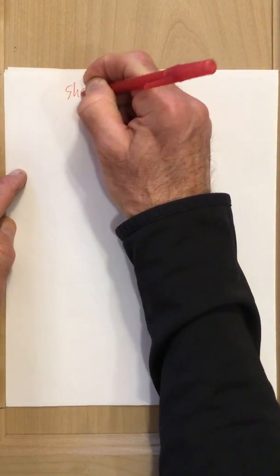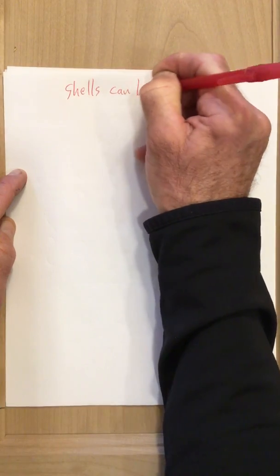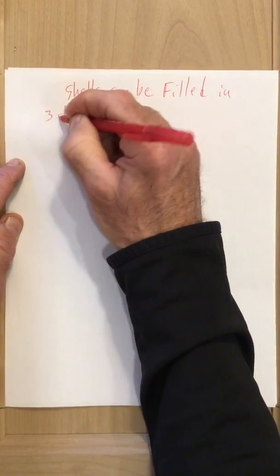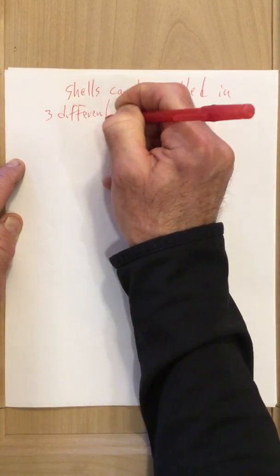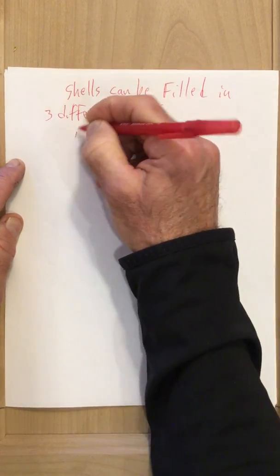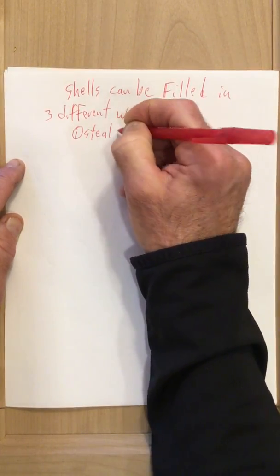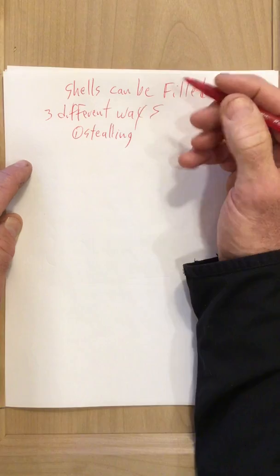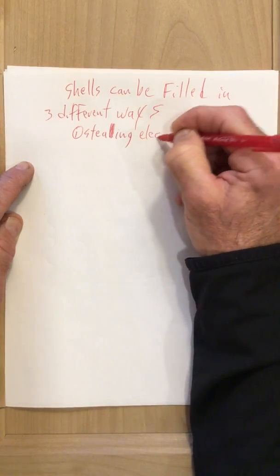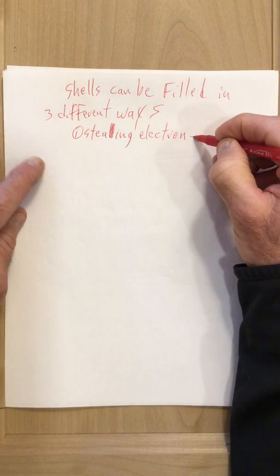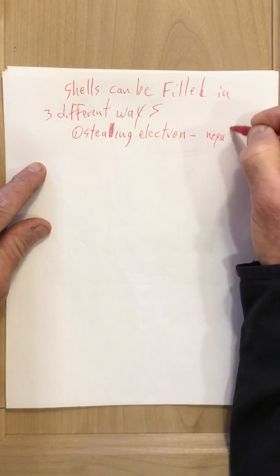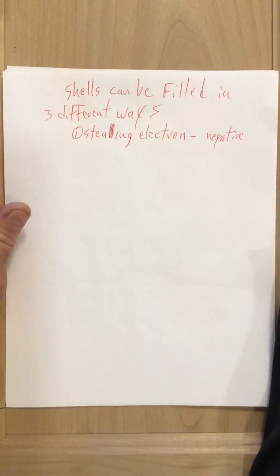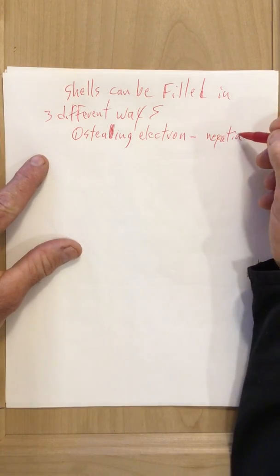Shells can be filled in basically 3 different ways. One, stealing electrons. Stealing electrons means that you're going to become negative. Because let's say you're already neutral, and then you steal an electron from somewhere. Well, now you're adding up your negative charge, and I'll show you that graphically in a second.